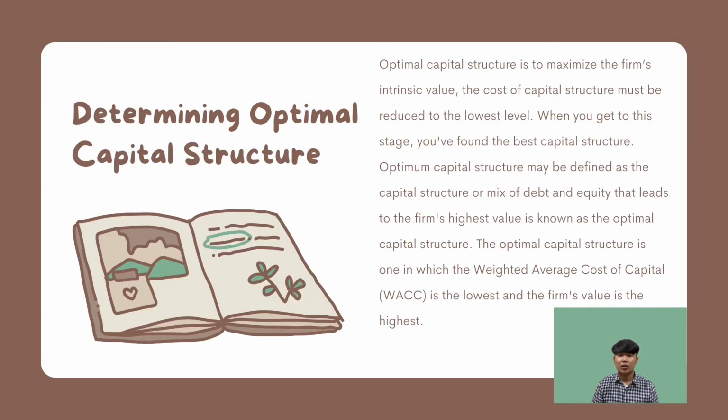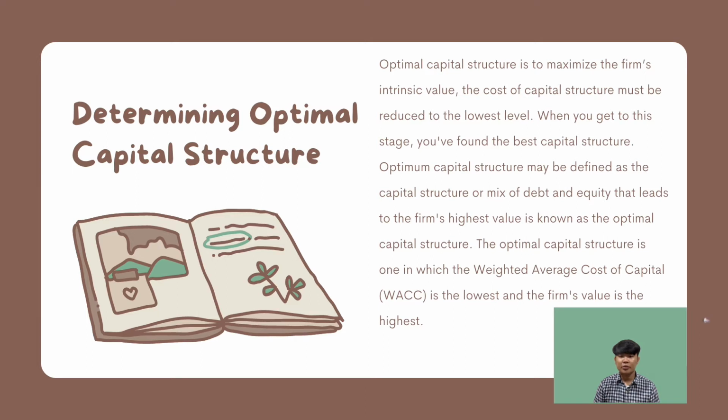Second is determining optimal capital structure. Optimal capital structure is to maximize the firm's intrinsic value. The cost of capital must be reduced to the lowest level. When you get to this stage, you have found the best capital structure. Optimum capital structure may be defined as the mix of debt and equity that leads to the firm's highest value.